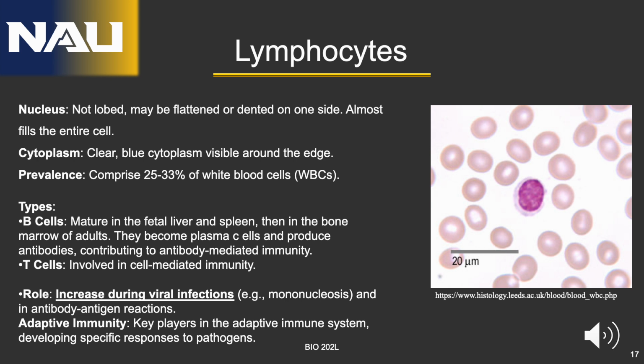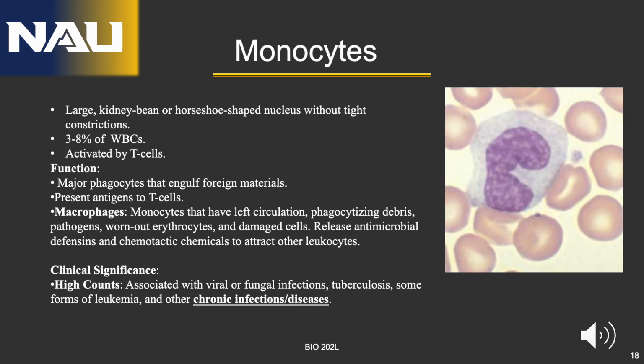Lymphocytes increase in number during viral infections, such as mononucleosis, and during antibody-antigen reactions. They are key players in the adaptive immunity, developing specific responses to pathogens. Monocytes are large cells with a kidney bean or horseshoe-shaped nucleus that lacks tight constrictions. This, along with their large size, helps distinguish them from neutrophils, which may have lobed nuclei, but with tight constrictions. Monocytes make up 3 to 8% of white blood cells.